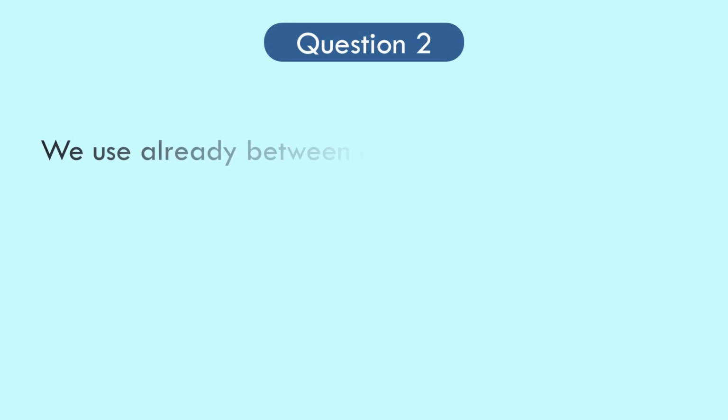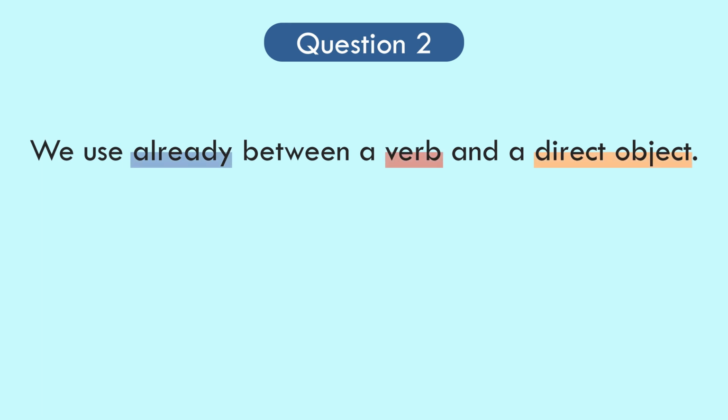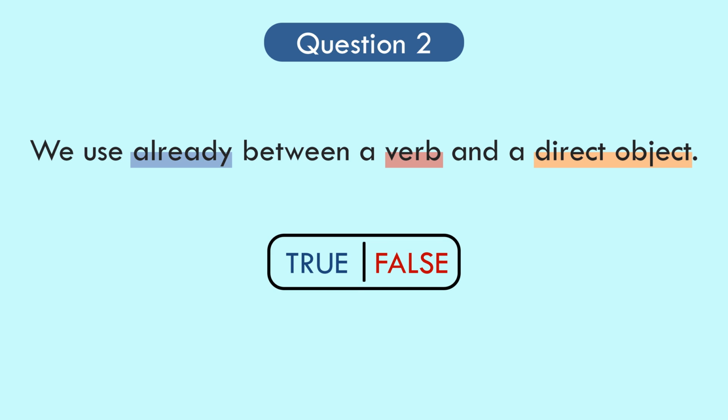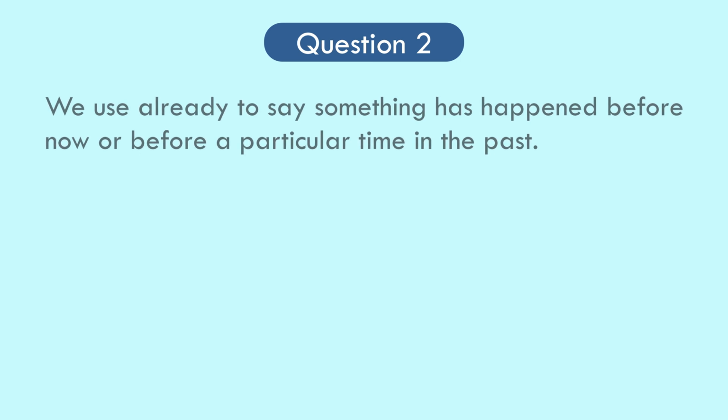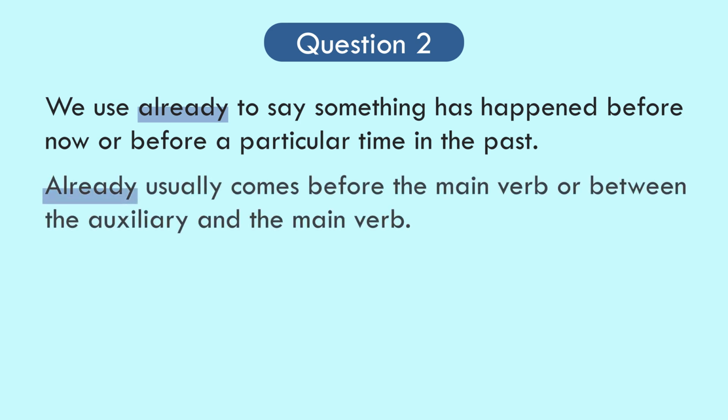Question 2. We use already between a verb and a direct object. True or false? False. We use already to say something has happened before now, or before a particular time in the past. Already usually comes before the main verb, or between the auxiliary and the main verb.